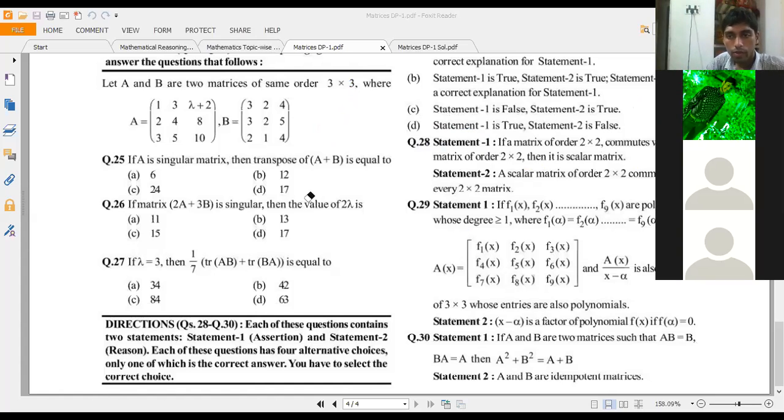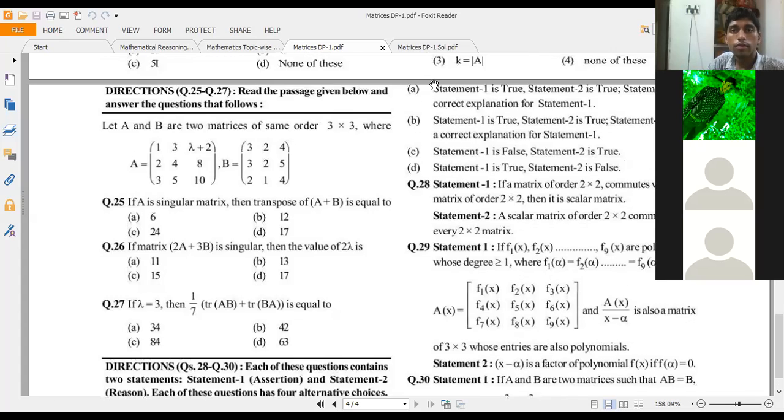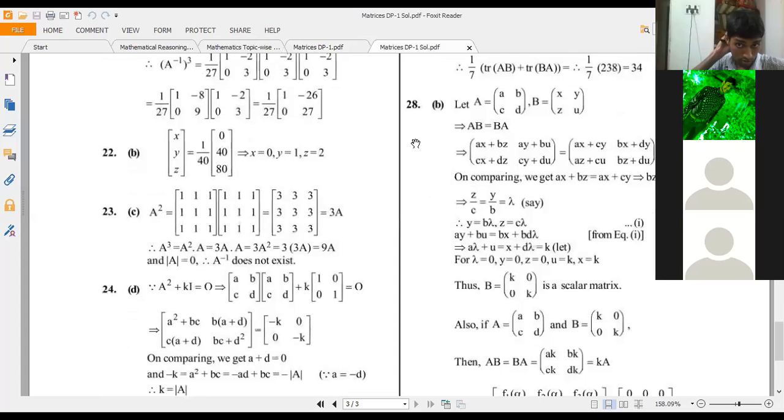Anything else? Does anyone else have any doubt? Sir, can you explain statement 1 again, in the solution? Okay, I'll tell you how to understand. You take time and understand later.